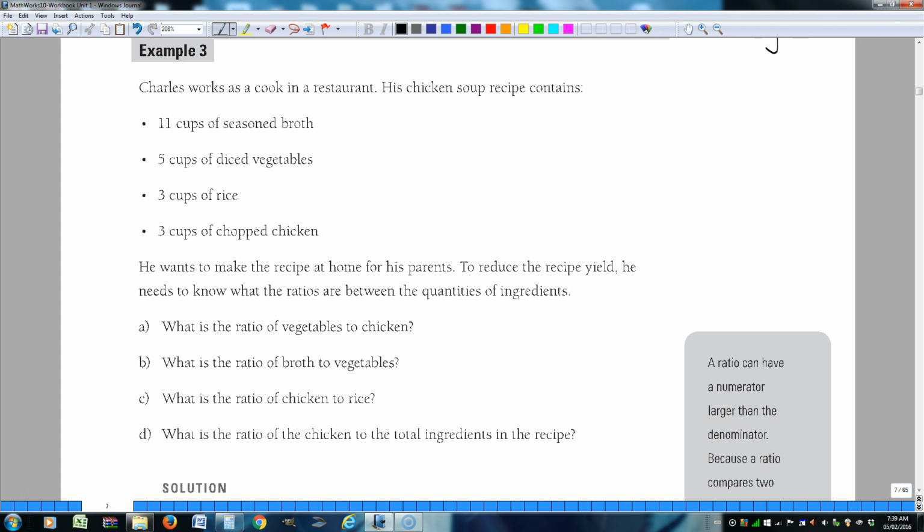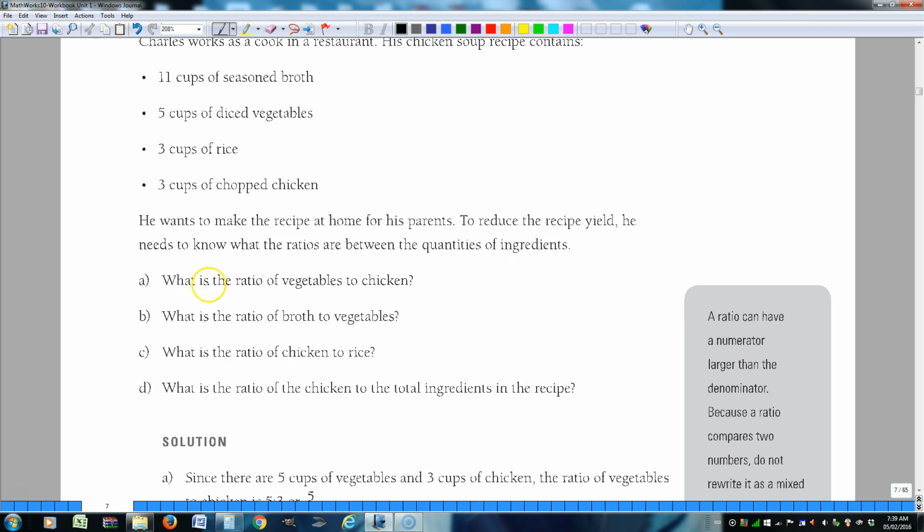What they're asking us to do first is identify the ratios. What is the ratio between vegetables to chicken? Here's how you do this. You want to identify the numbers by reading the sentence and going in order. The question asks for the ratio of vegetables to chicken, in that order. There are 5 cups of vegetables, and since vegetables appears first in the sentence, I'm going to write 5.